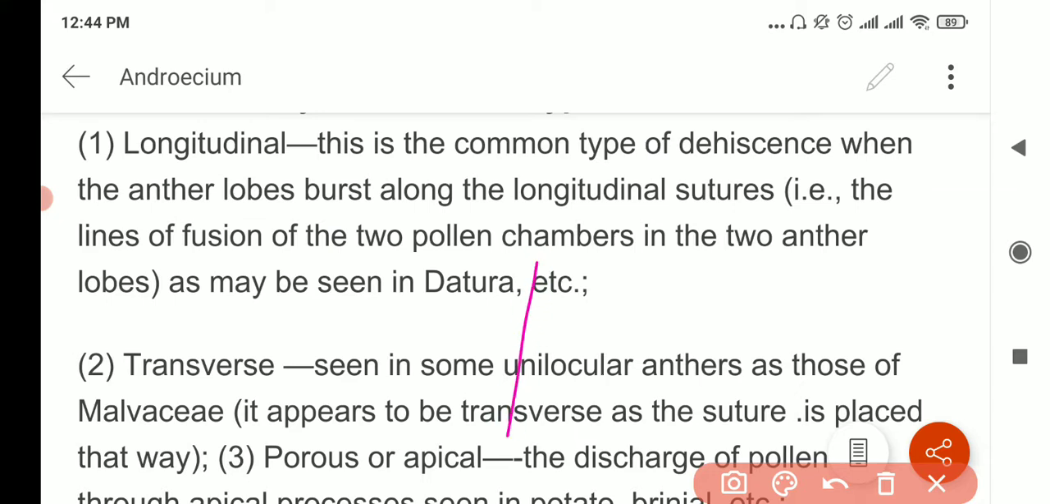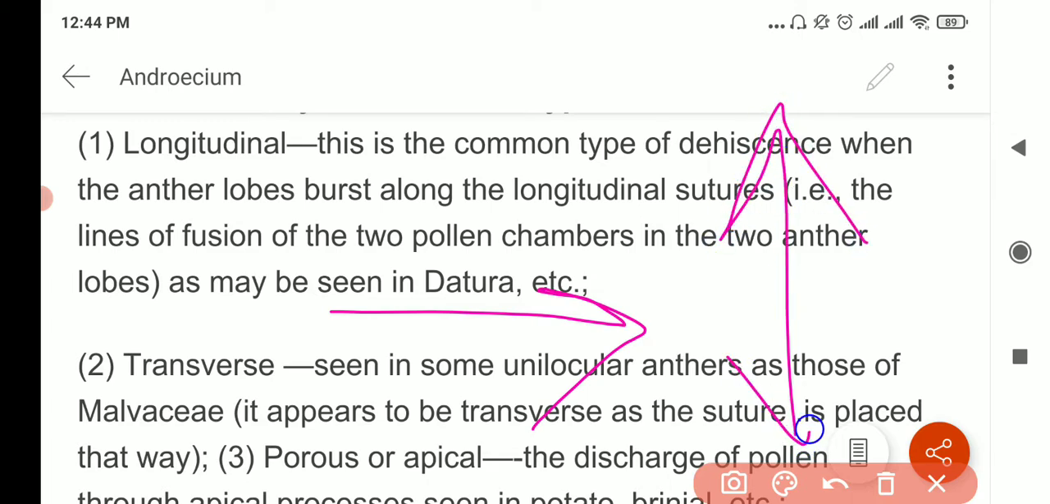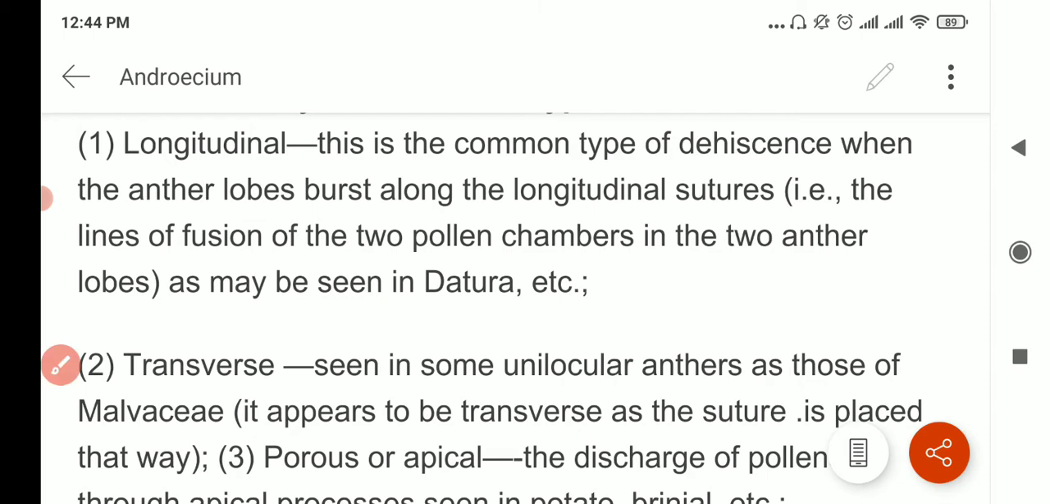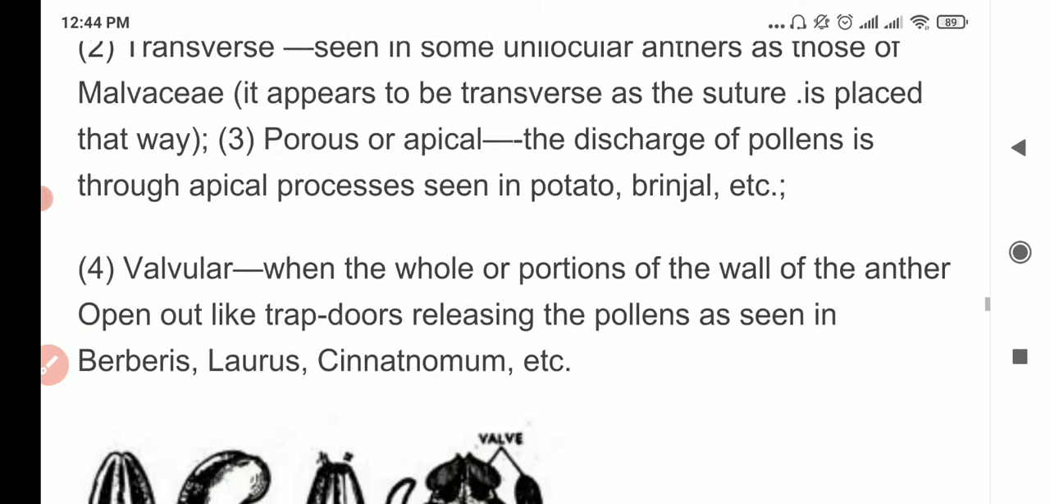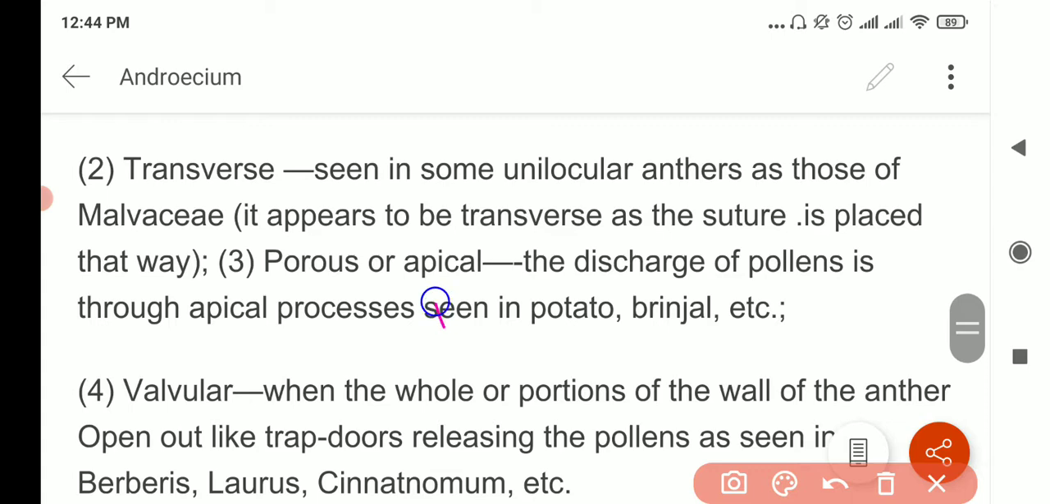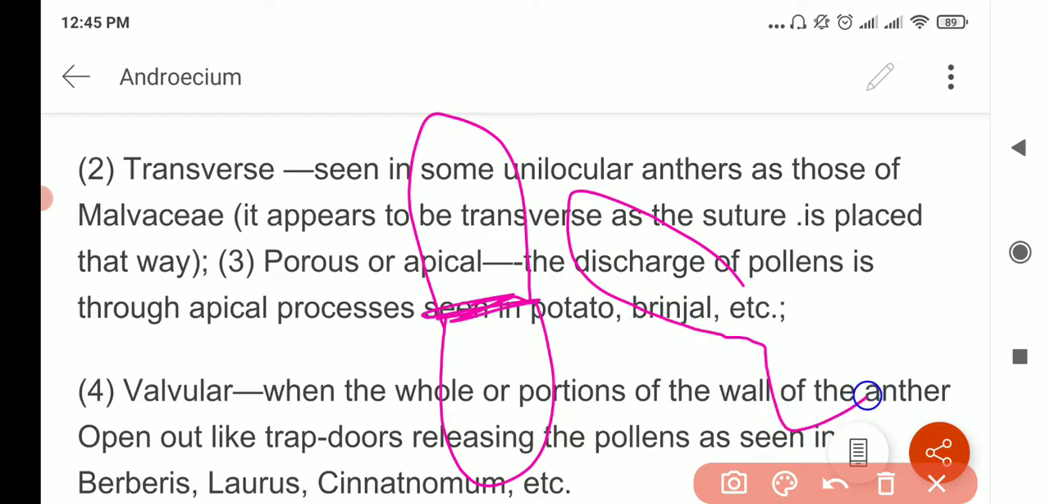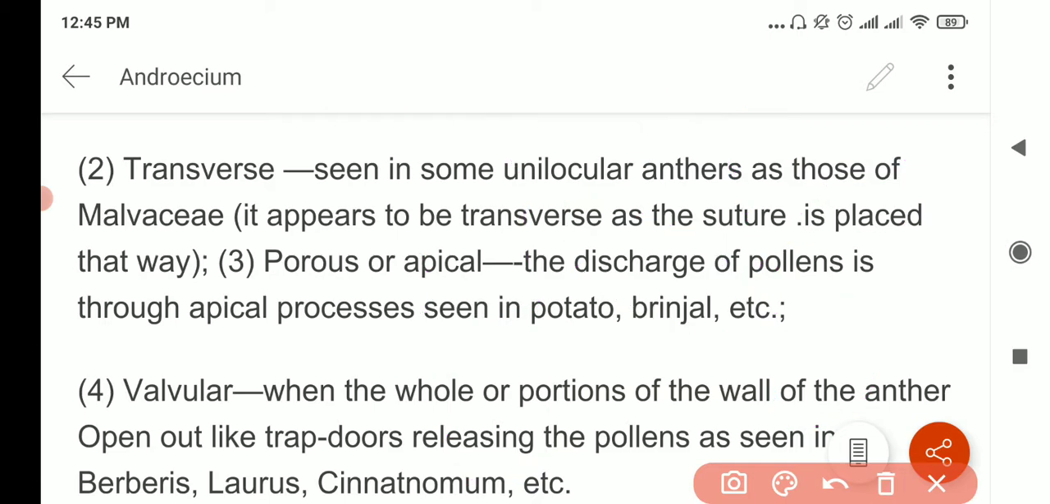Then the next is transverse, means this way. Longitudinal means this way or that way. Transverse is this way or that way. Transverse we see in single chambered anthers. So there appears to be a transverse suture, means there is some join here in the middle, so it will open like this and then the pollen will get released.